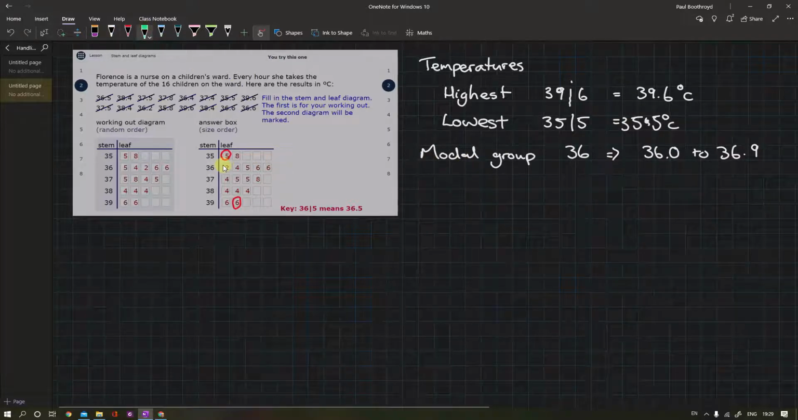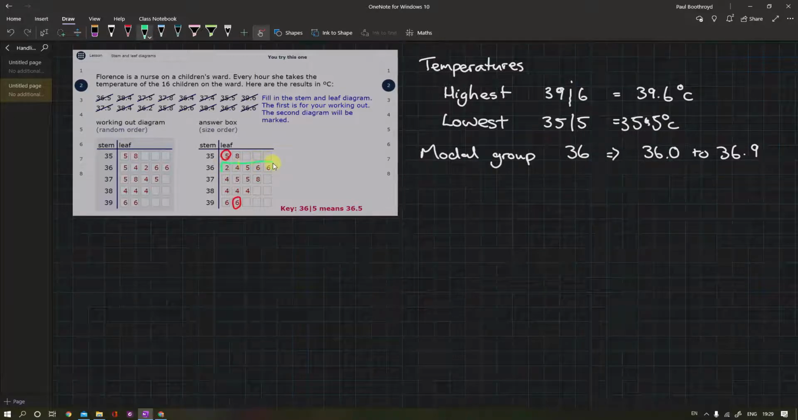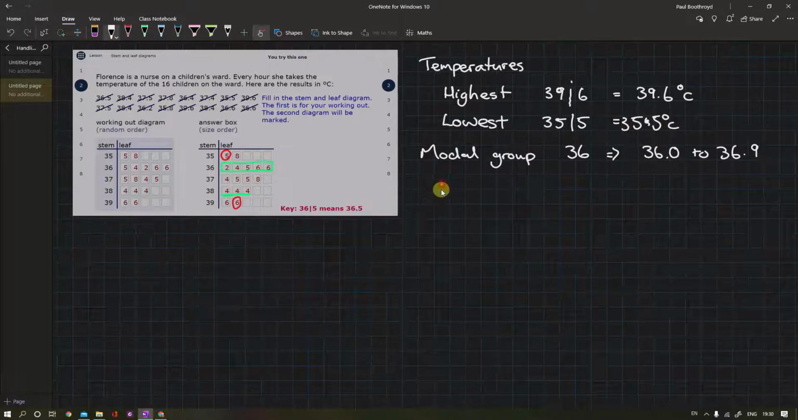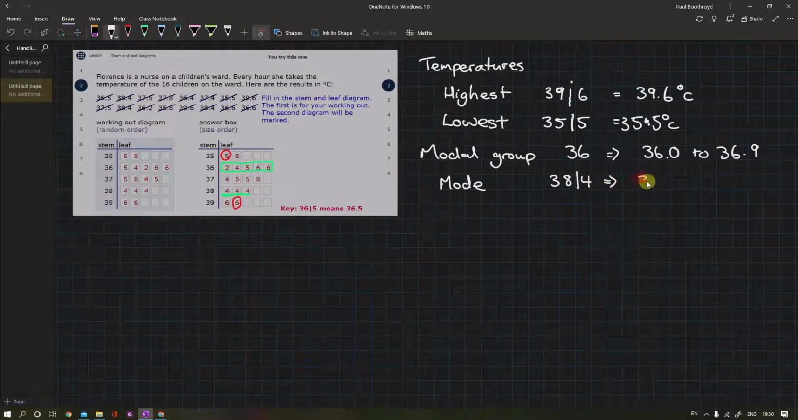So that was the modal group, was how long is that line. The mode, you do the same thing, but now you're looking for the longest chain of digits that are the same. The longest chain I can see is those 3 4s there. Longest chain means that there are more people. So more people is the mode, the most common answer. The most common answer is that 38, line 4, which is 38.4 degrees C.